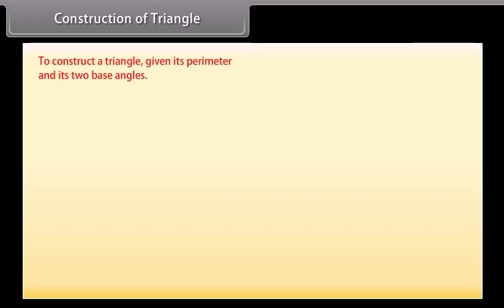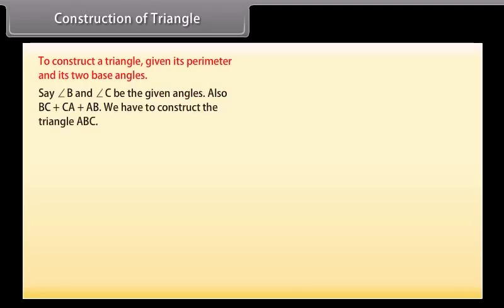Let us now construct a triangle given its perimeter and its two base angles. Say angle B and angle C is the given angles. Also, BC plus CA plus AB is given. We have to construct the triangle ABC.